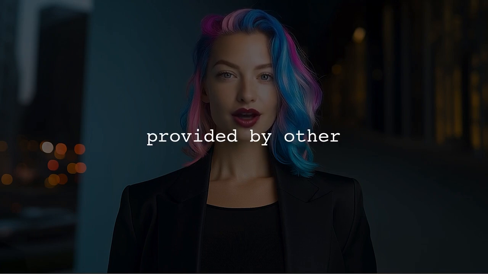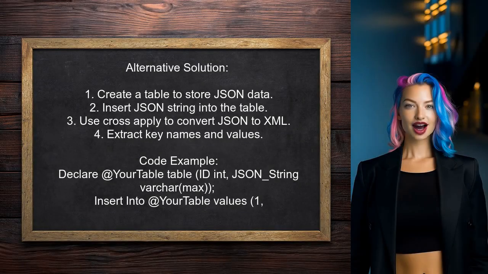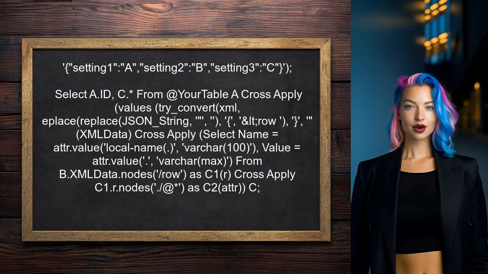Now, let's look at the answers provided by other users. An alternative approach involves using a table to store the JSON string. First, create a table and insert your JSON data. Then use cross apply to convert the JSON into XML format, allowing you to extract the key names and values dynamically.